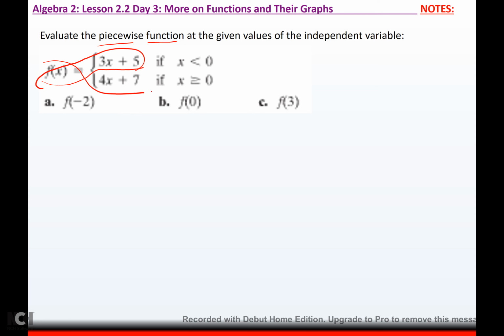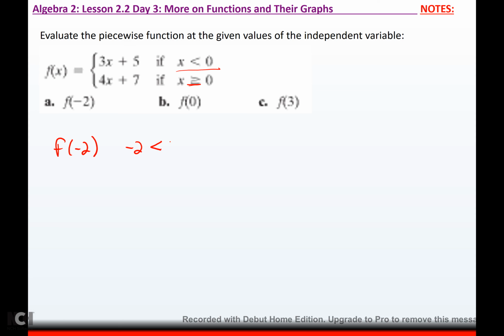The way you decide is if they give you a value that's less than 0, then you plug it into the top one. If they give you a value that's greater than or equal to 0, then you plug it into the bottom one. So what this says is find f of -2.